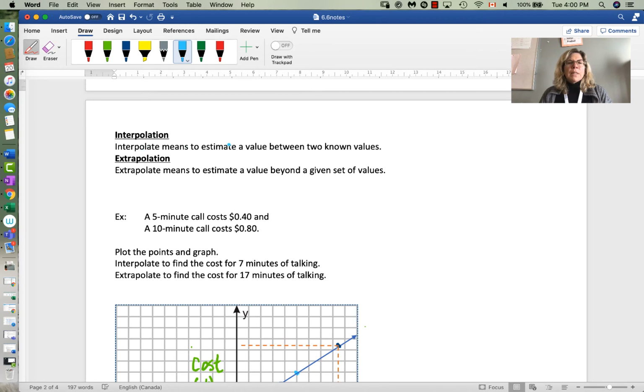Interpolate means to estimate a value between two known values. So suppose we know this value and this value, and we don't know this value here. But we could find it because we could maybe draw a line between these two values and then figure out what the value is in between the 2 points.